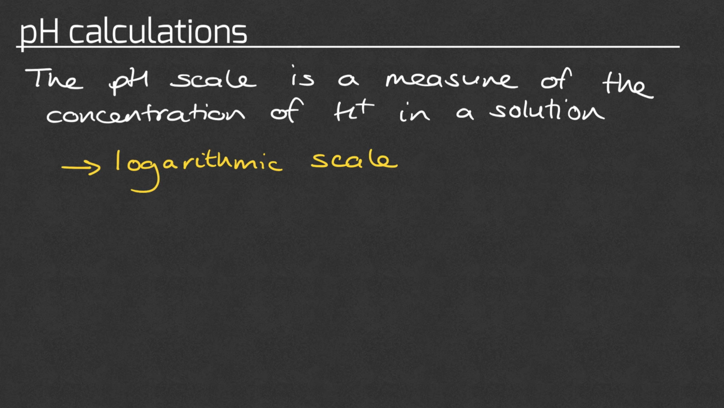The pH scale is a logarithmic scale. For example, if we were to go from pH 4 to pH 3, that would represent a tenfold increase in the concentration of hydrogen ions. Likewise, going from pH 7 down to pH 5 would represent a 100-fold increase.